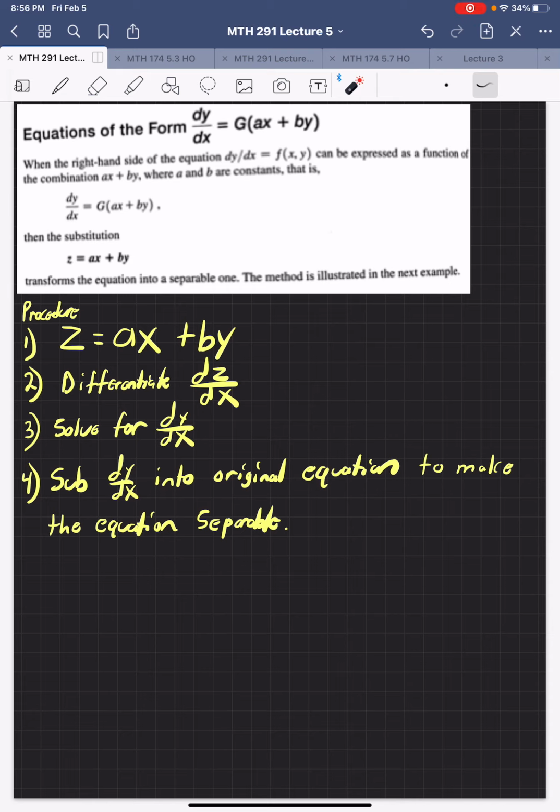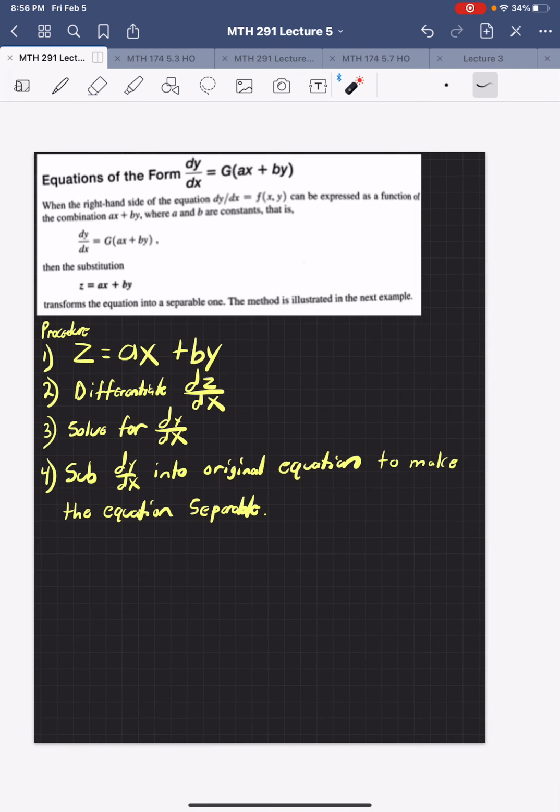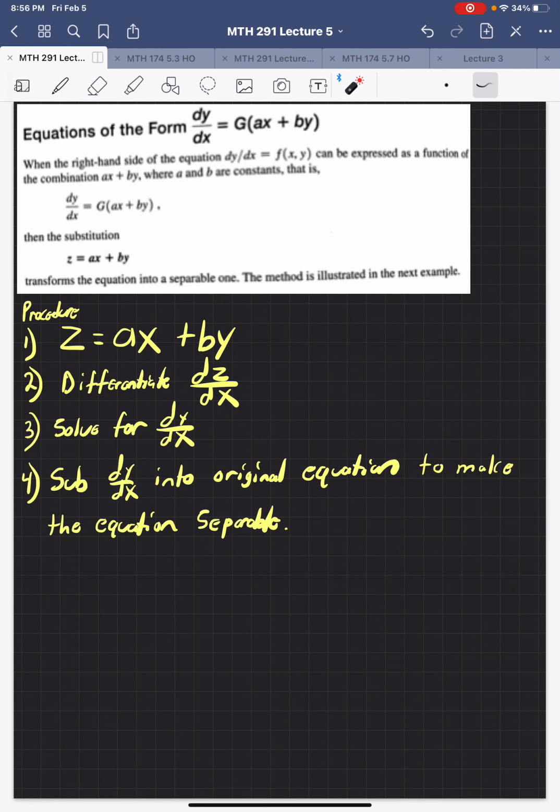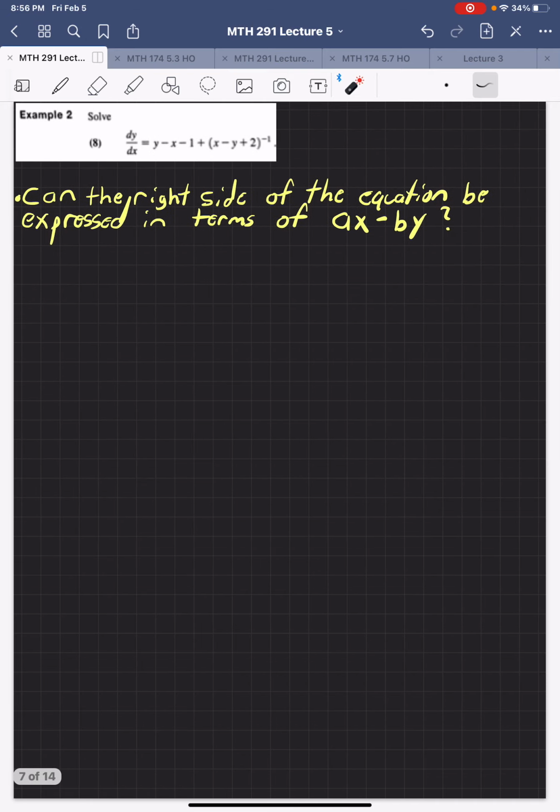Okay? So here is another technique. Let's just imagine that you have your differential equation solved for dy dx. If you don't mind, let me just show you an example. So notice how this differential equation is solved for dy dx.